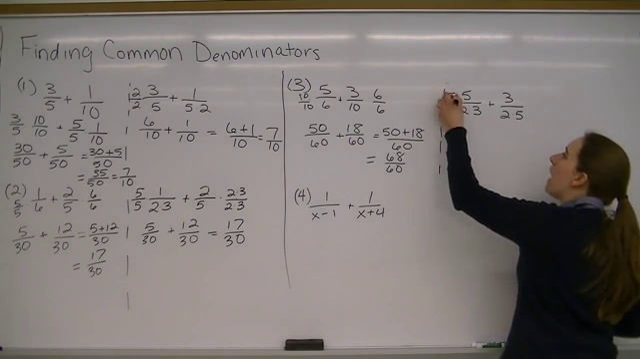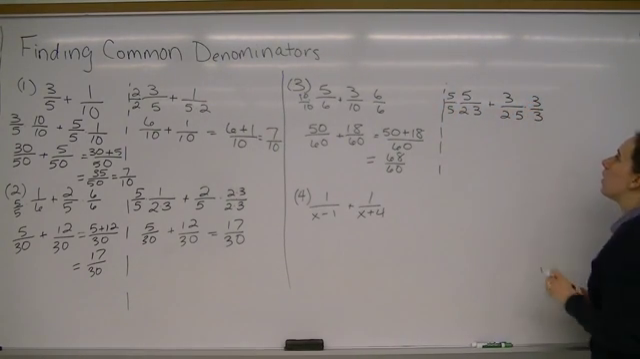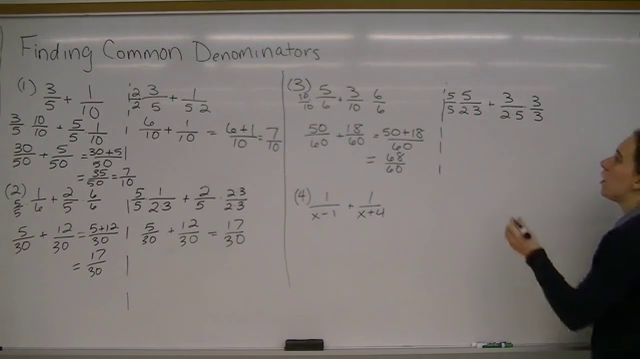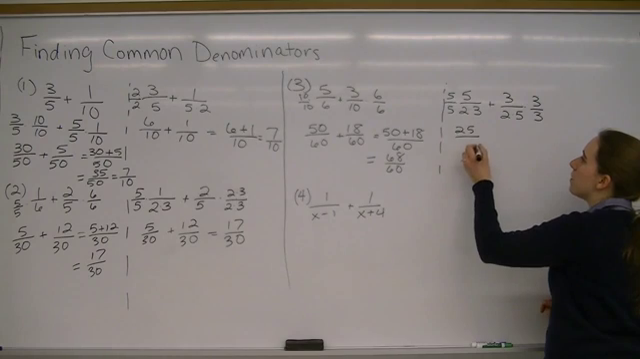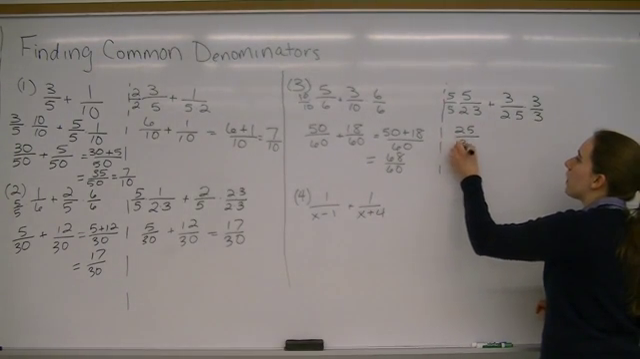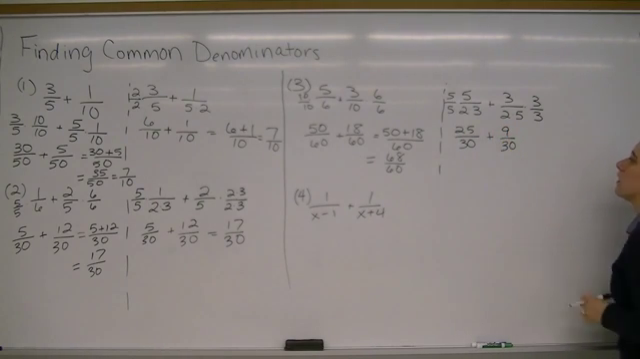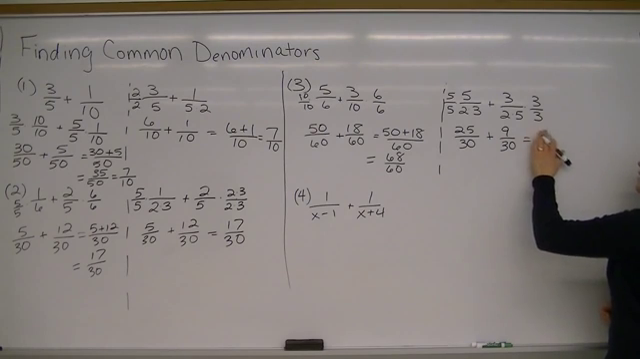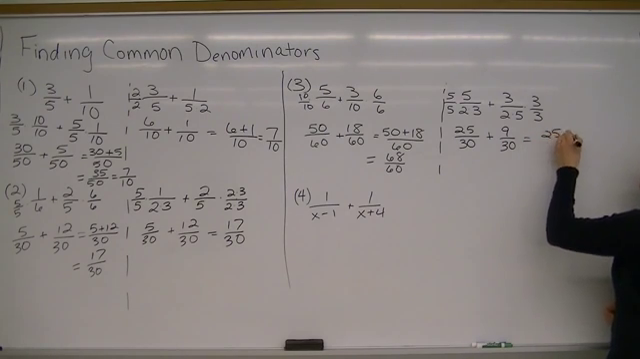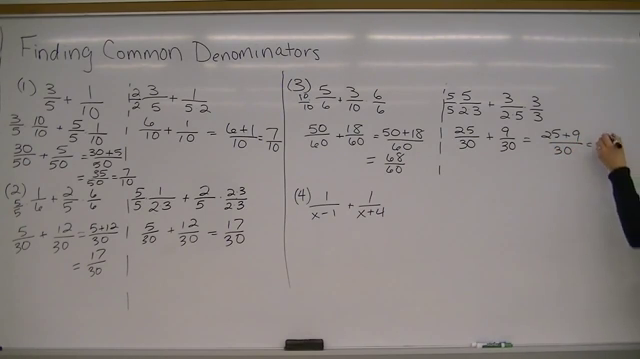I don't need both 2's in there. So I need a 5 in my denominator over here. I need a 3 in my denominator over there. So when I multiply across, I get 25 over 5 times 2 times 3, which is 30. And then I get a 9 over 30 for my second fraction. So now I can do my addition. So 25 plus 9 over 30, well, that's going to be 34 over 30.